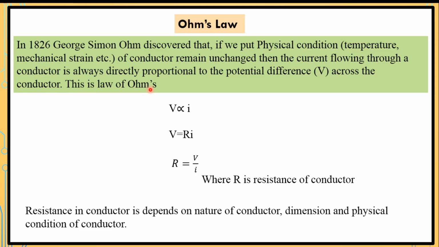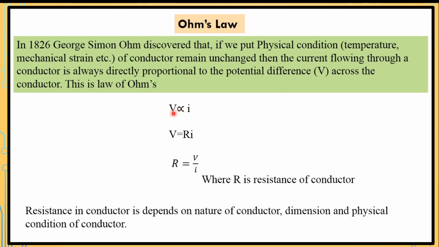So here what will happen? In 1826, George Simon Ohm discovered that if physical conditions like temperature and mechanical strain of a conductor remain unchanged, then the current flowing through this conductor is always directly proportional to the potential difference across the conductor.